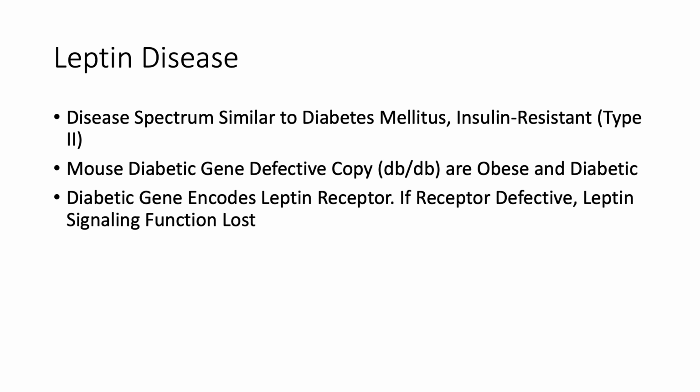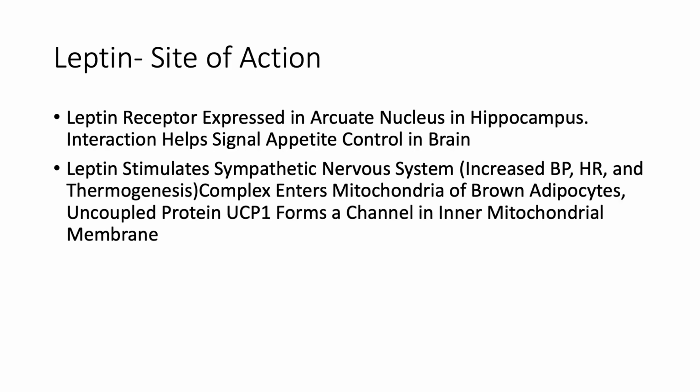Leptin disease has a disease spectrum similar to that of diabetes mellitus. There's an insulin-resistant type. The mouse diabetic gene has a defective copy, and these are called DB/DB, and these are obese and diabetic. The diabetic gene encodes the leptin receptor. If the receptor is defective, the leptin signaling function is lost. Leptin receptors are expressed in the arcuate nucleus and hippocampus. The interaction helps signal appetite control in the brain.